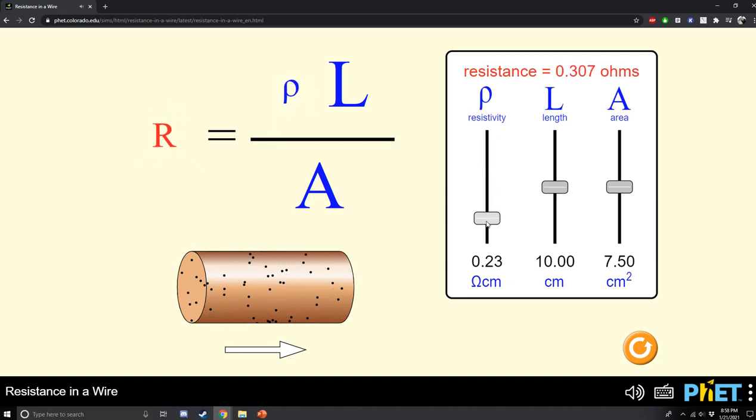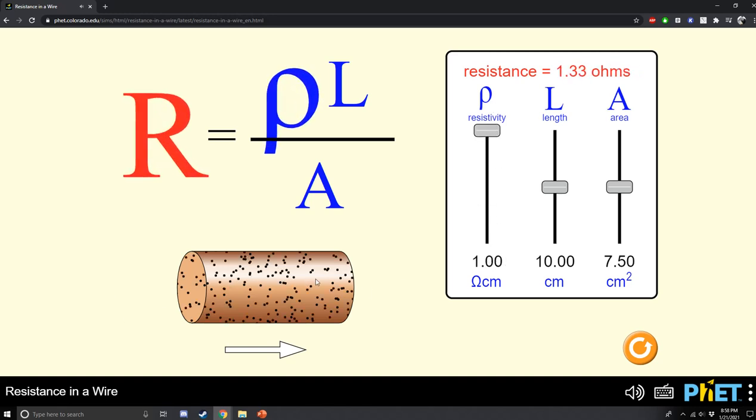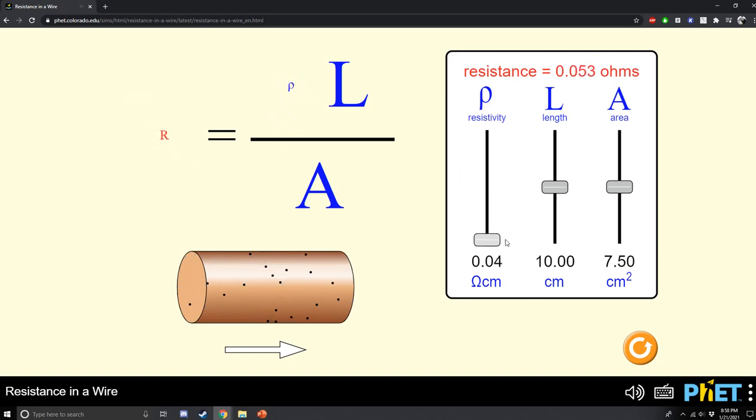If I lower it, all of a sudden these obstacles start getting smaller and smaller, and there's not as many. Now it's going to be a lot easier for electrons to flow through and be able to go in between these particles without really bumping into too many. So the higher the resistivity, the harder it is for electrons to flow through. The lower the resistivity, the easier. And we could see it in here by the fact that as this goes up, this goes up. As this goes down, this one goes down. So they have what we call a direct relationship.